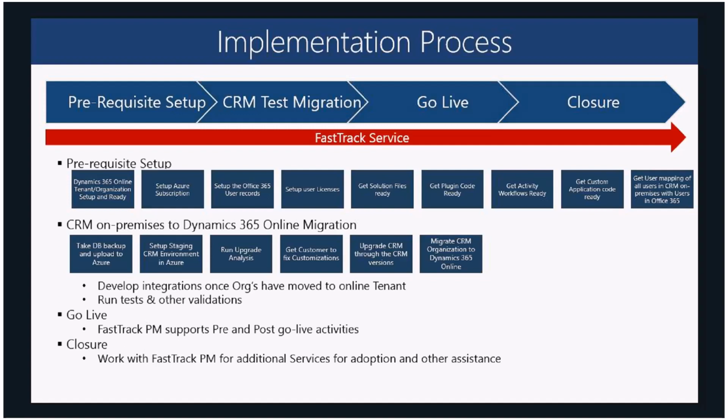And the final step is to provide an org name, making sure that it is a unique name, and once that is done, your fast track PM would have the ability to click on migrate, which means that the final migration of moving your on-premise DB to online kickstarts.